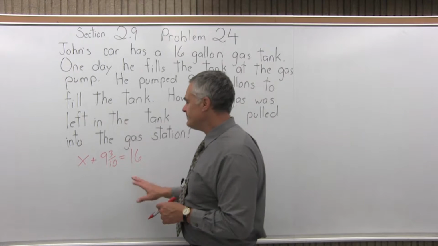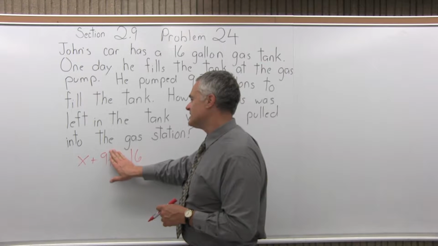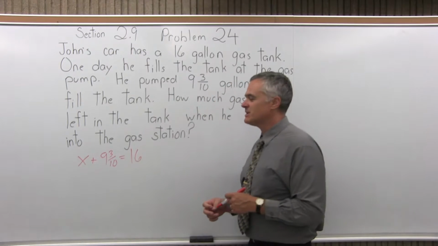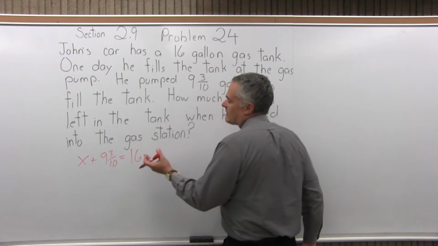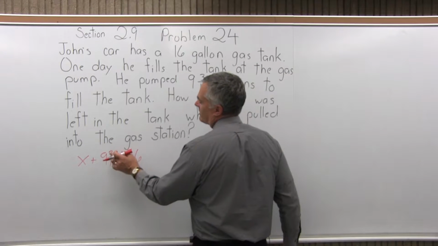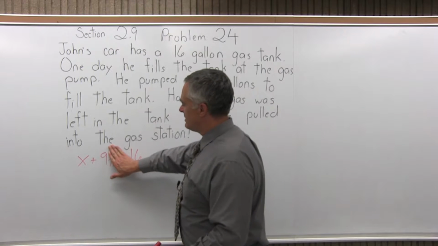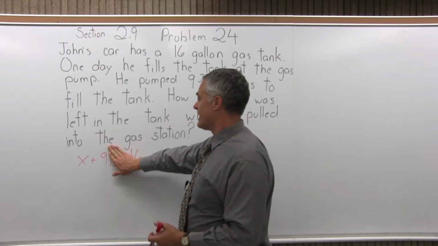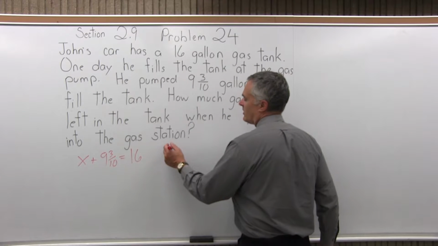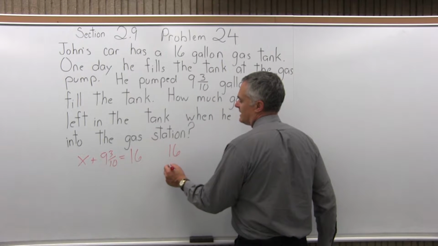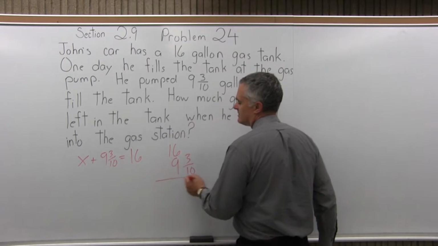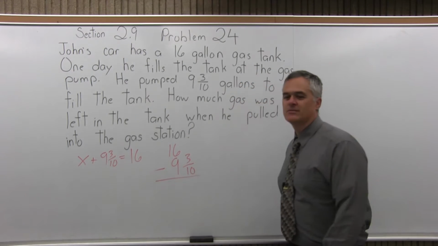Well, without the fraction, if you just said 9, well, 7 plus 9 more would be 16. The fraction makes it a little bit tougher. So what you have to do is subtract, right? If I just said that it was 9, how did I know 7 and 9 is 16? I'm really subtracting the 9 away from the 16. So what I'd like to do is say 16 minus 9 3/10 and see what I get.